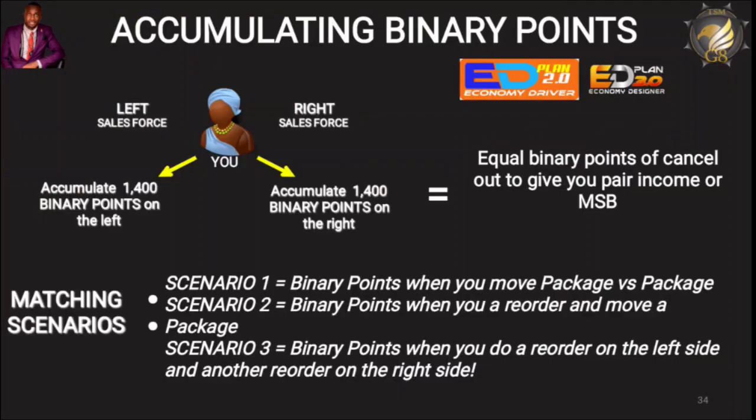And then you can see here matching scenarios. Scenario A is when you move a package on the left and you move a package on the right, you get to make left and right. Scenario B is when you sell a product here and you move a package here, you make left and right. Or when you move a product here and you move a package here, you make left and right. Scenario 3 is when you move products here and you move products here, you get to make left and right. Those are the scenarios through which you accumulate binary points.